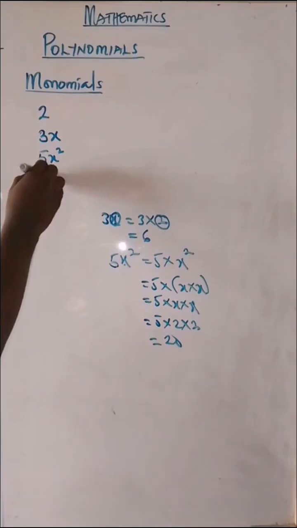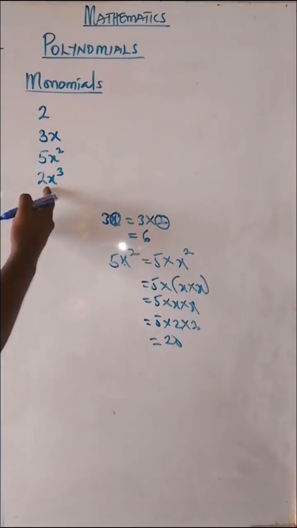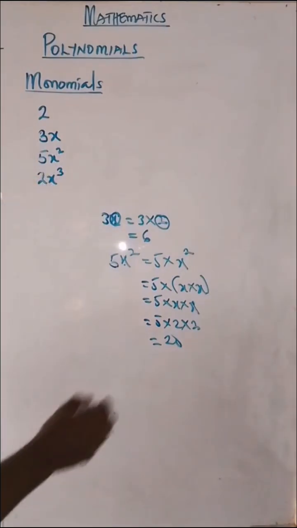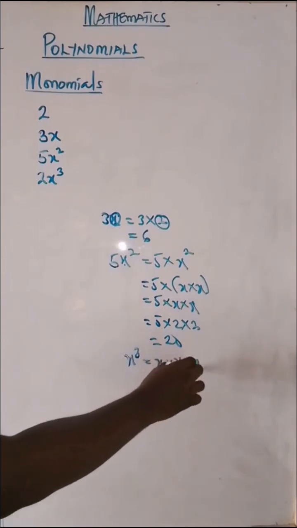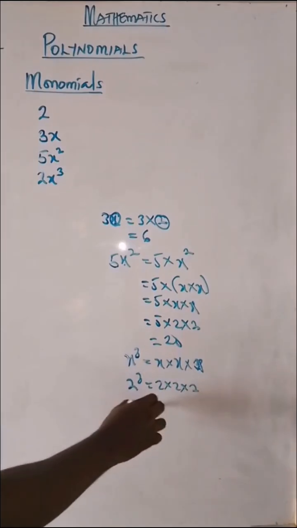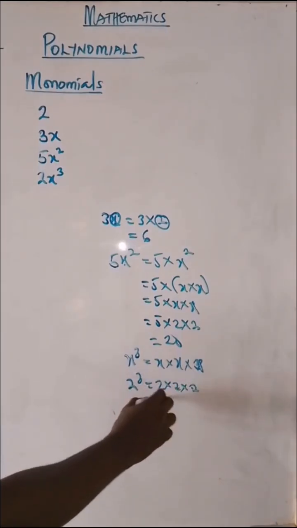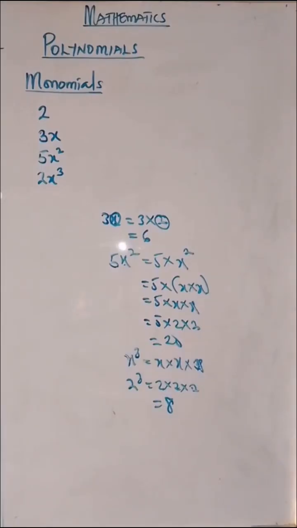Let's even go as far as if we have 2x cubed. This actually means 2 multiplied by the cube of a number. Cube of a number actually means you multiply the number by itself 3 times. For example, 2 raised to the power 3 means 2 times 2 times 2. 2 times 2, 4. 4 times 2, 8. So all these are monomials.